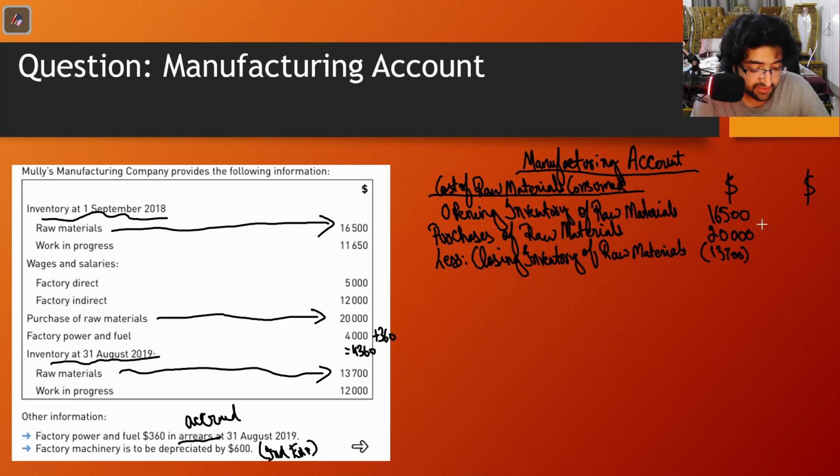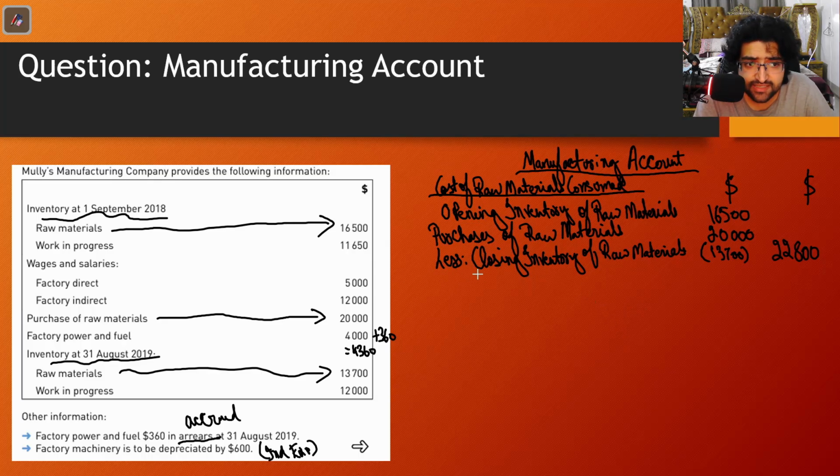16,500 plus 20,000 minus 13,700 gives me 22,800. So this 22,800 is the cost of raw materials consumed. Simple. Okay. Now moving on.